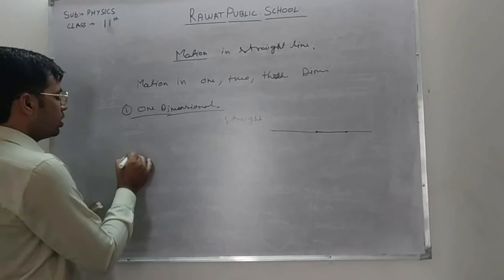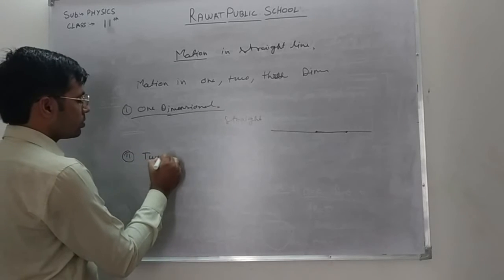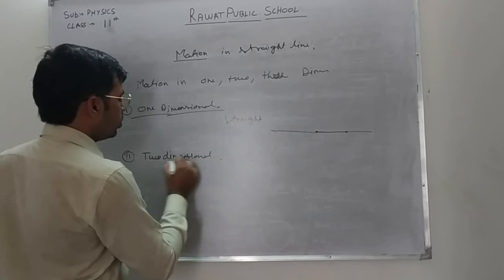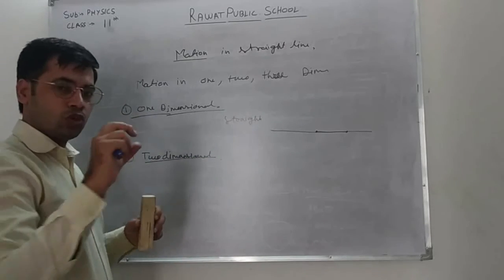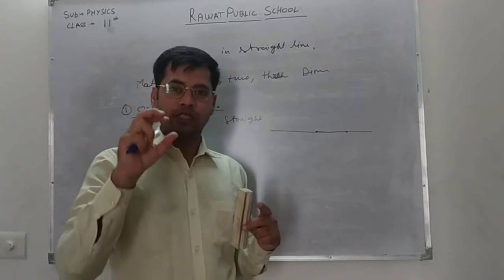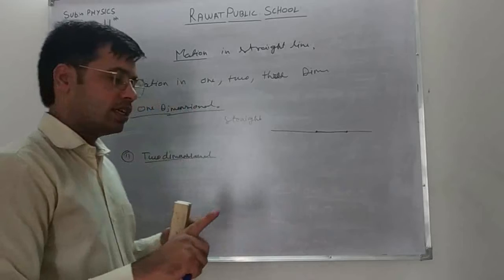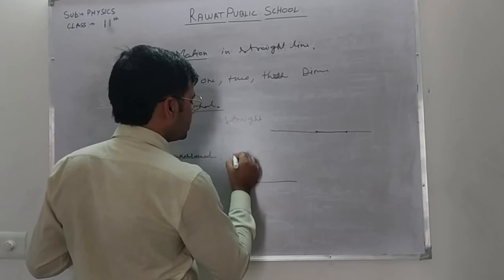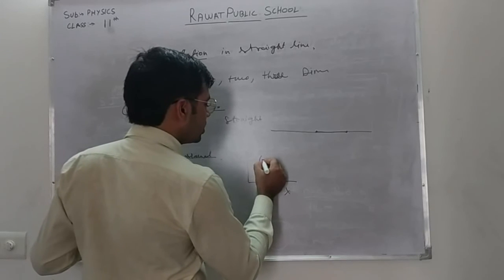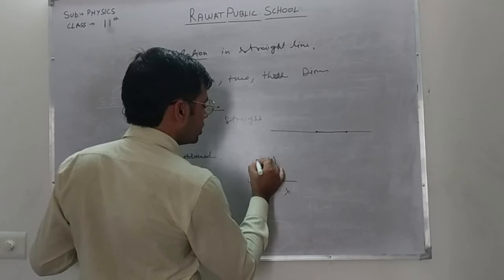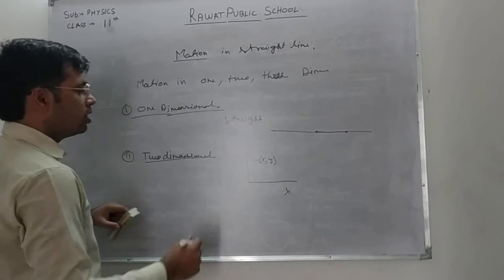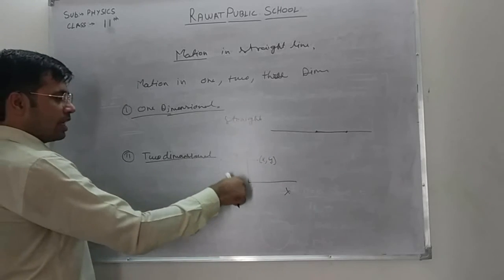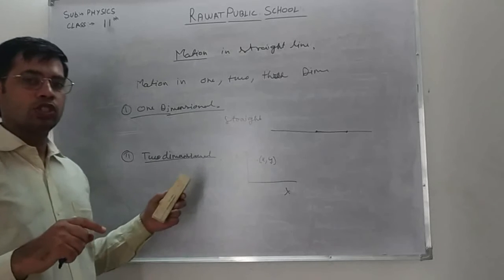Now the second thing is two dimensional motion. Two dimensional motion means if two of the coordinates out of three which are specifying the position of the object are changing, then we can say the motion is in two dimension. Let's say this is the y-axis, this is the x-axis, and the object is here, at x-y coordinates. Now you can see in this diagram the two coordinates of the object, this x-y axis, are specifying the position of this object.